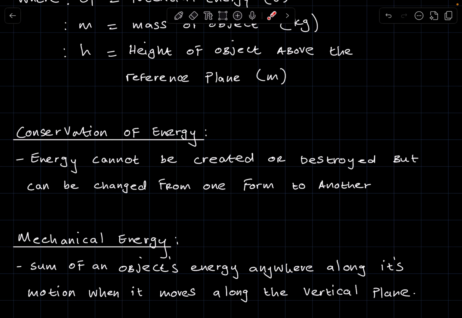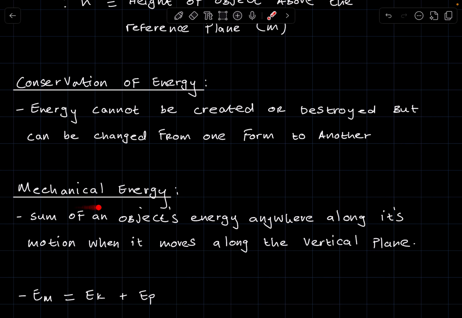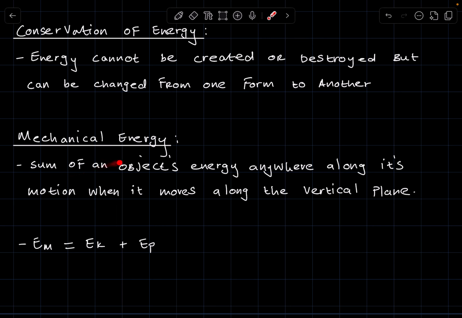Now we look at the concepts around conservation of energy. Conservation of energy states that energy cannot be created or destroyed, but can be changed from one form to another. All right, and I'll explain just now how that happens. It happens through mechanical energy. That is why it is important to look at the concepts around mechanical energy as well, because the conservation of energy incorporates mechanical energy.